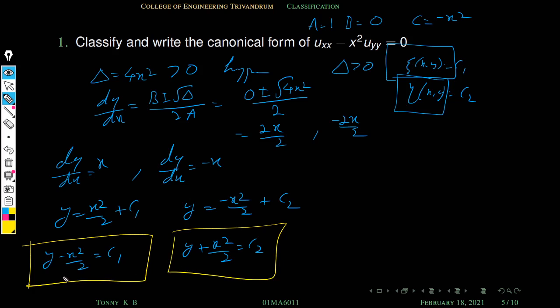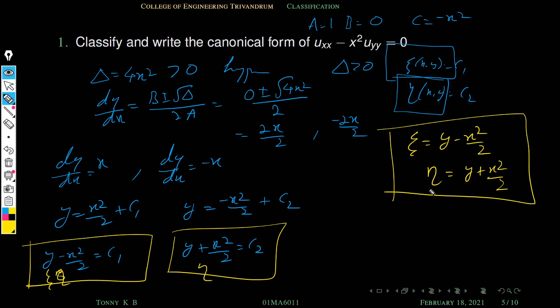So we can choose one function as psi and the other function as eta. Here we are going to choose this as psi and this as eta. That means our reversible transformations are psi equal to y minus x square by 2 and eta equal to y plus x square by 2. Now we have two transformations. Using these, we have to calculate uxx and uyy and substitute here.